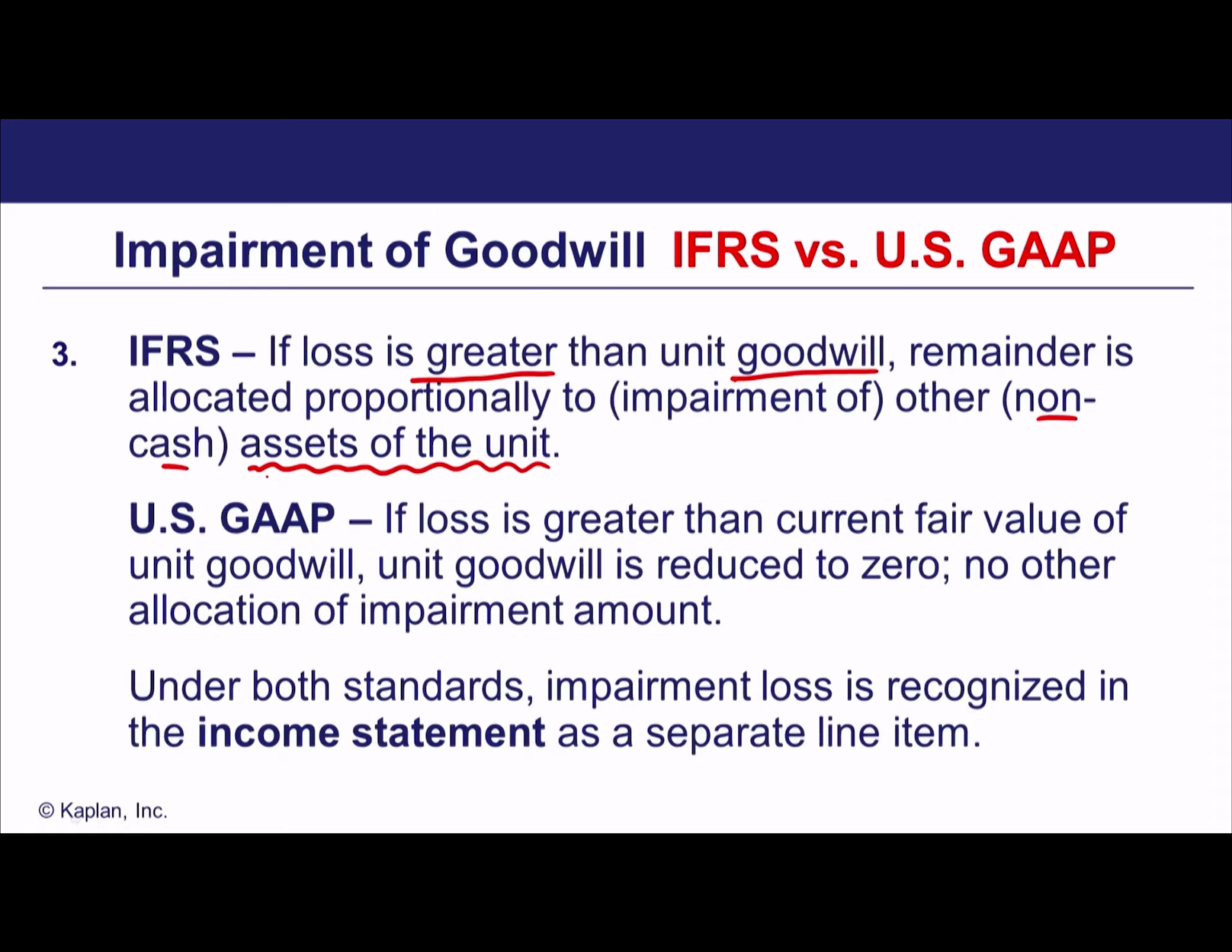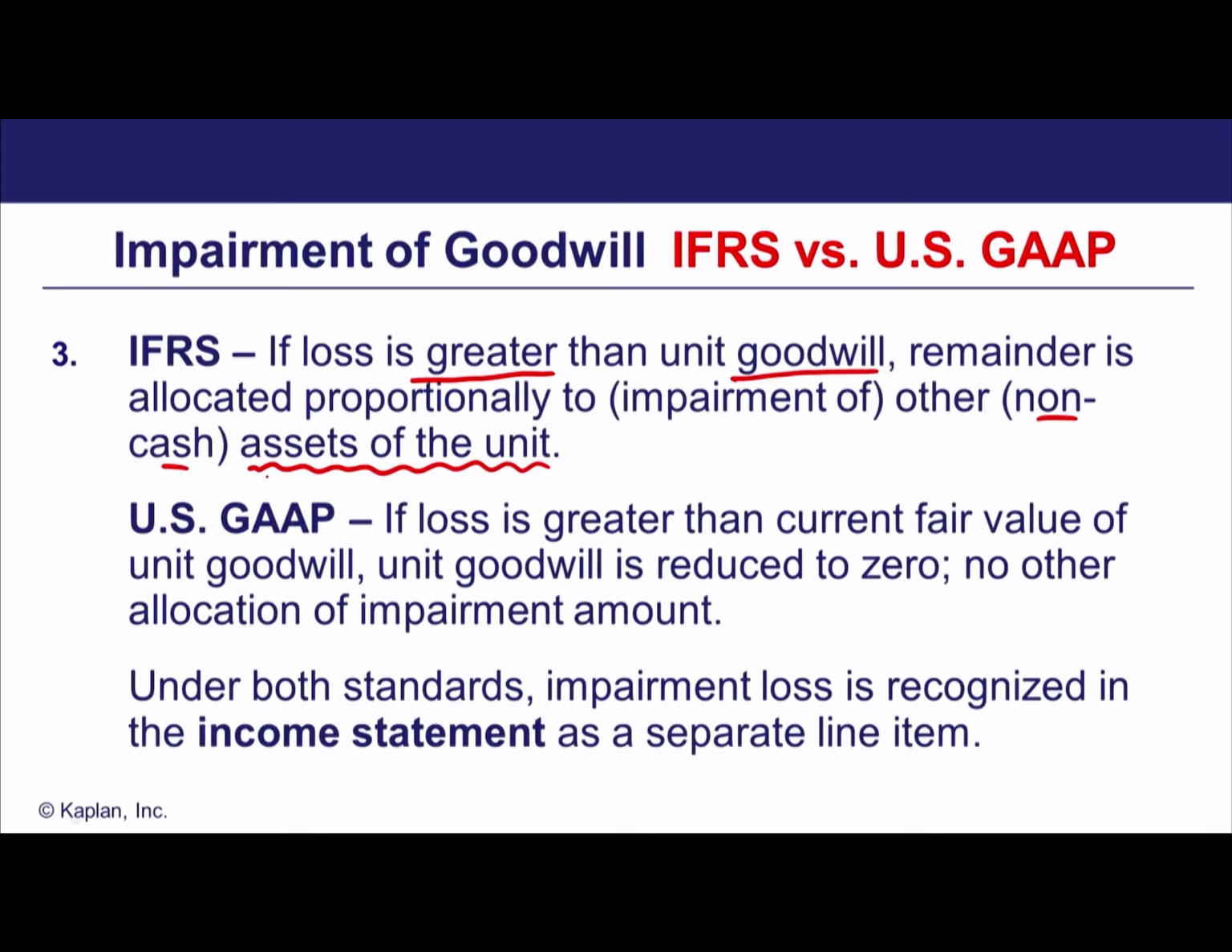So first of all, eliminate goodwill down to 0, and if your impairment loss is bigger than that, then any excess is netted off against the non-cash assets. US GAAP, slightly different approach. Here, if the impairment loss is bigger than unit goodwill, then we eliminate unit goodwill, bring it down to 0, and essentially the excess we simply forget about. Okay, so we don't go and then reduce the carrying value of other non-cash assets.